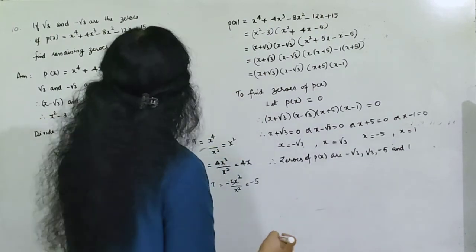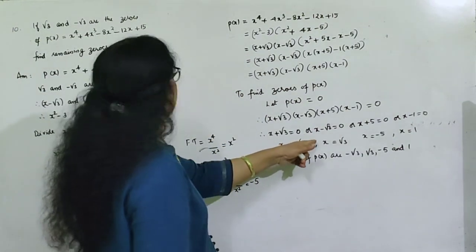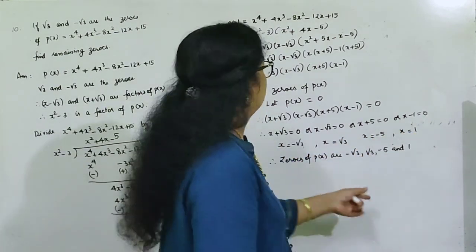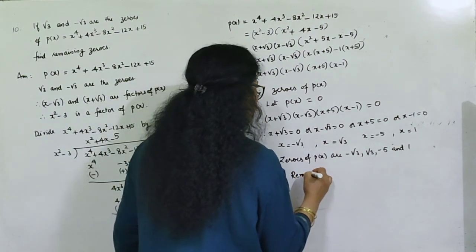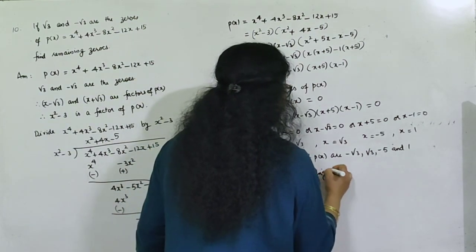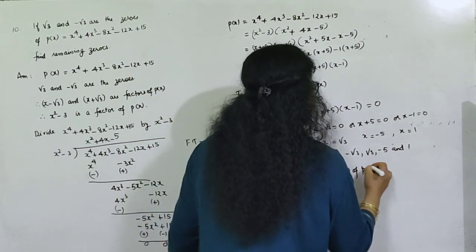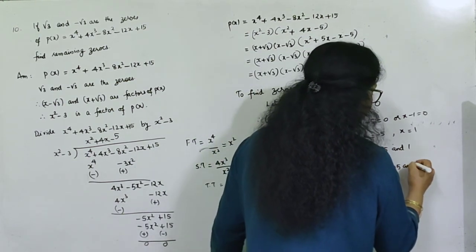But here the question is to find the remaining zeros. Already minus root 3 and root 3 are given as zeros. What is remaining? Minus 5 and 1. So that you have to write. Therefore, the remaining zeros of p of x are minus 5 and 1.